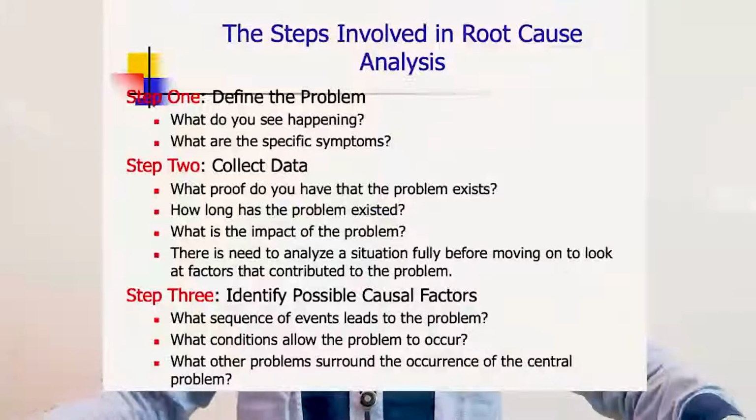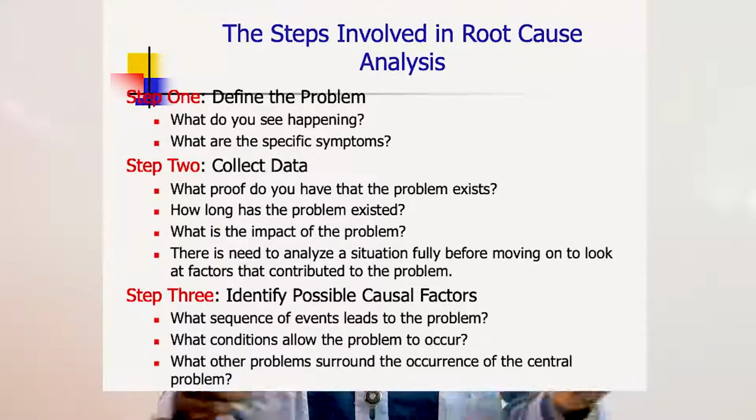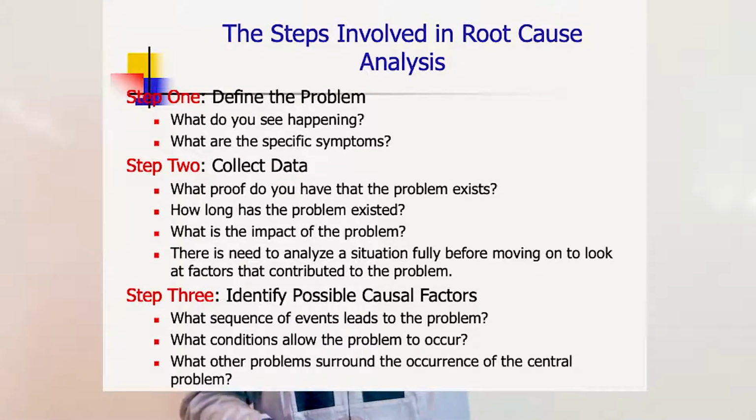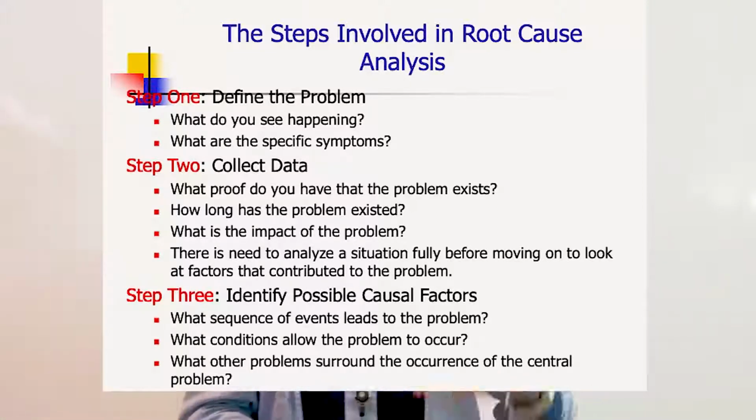And finally, under data collection, there will be need to analyze the situation before moving on to look at factors that contributed to the situation. You carry out thorough analysis. You disambiguate it. You break it into very, very small components, and you look at each so that you can analyze properly and then make your conclusions. So we are looking at 4 things under data collection. What proof do you have that the problem exists? How long has the problem existed? What is the impact of the problem? And then analysis of the situation.